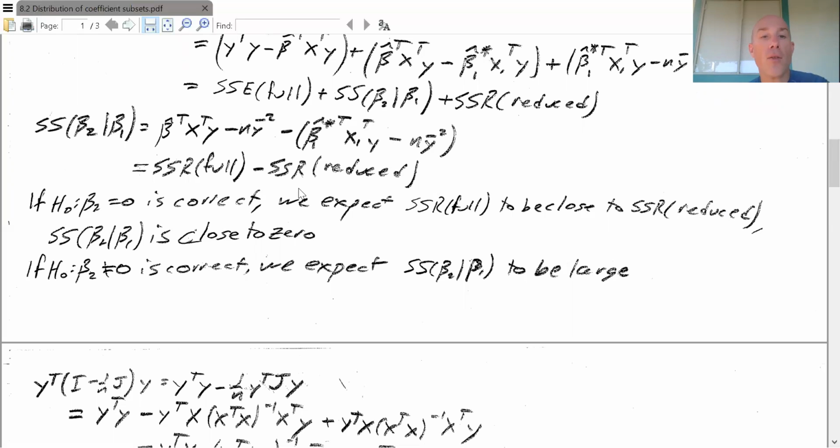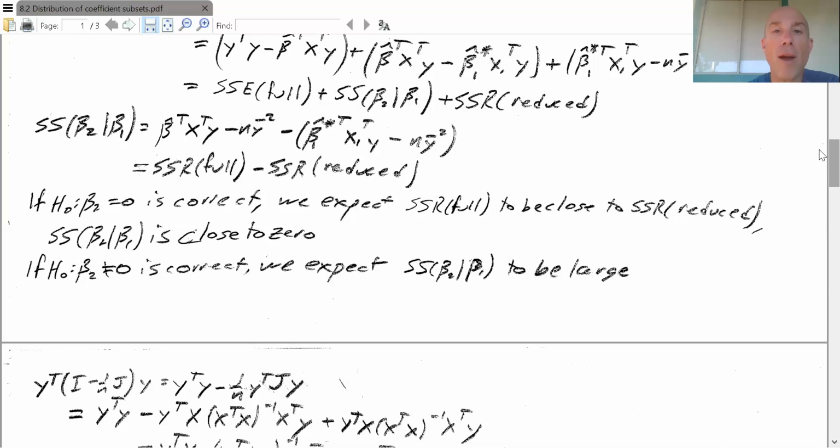All right, so if they're close to each other, then this is going to be a pretty small value. If this is a small value, then my sum of squares beta 2 given beta 1 will be close to 0. And it's a sum of squares, so it has to be positive. If it's close to 0, that's as small as I can get it. Now, if the alternative hypothesis, that beta 2 is not equal to 0, is correct, we expect that the sum of squares beta 2 given beta 1 will be larger. All right, so this is kind of a critical component of our thought process for this.